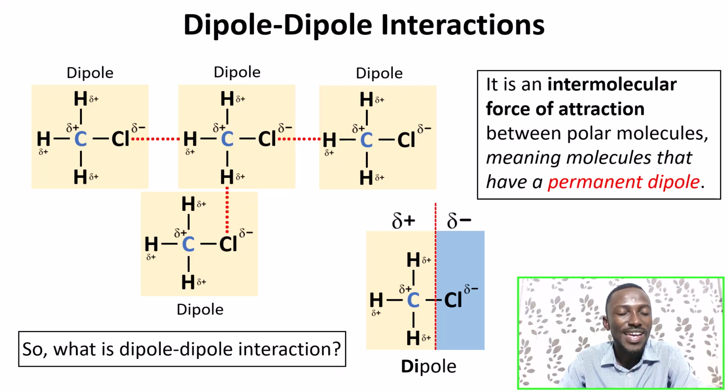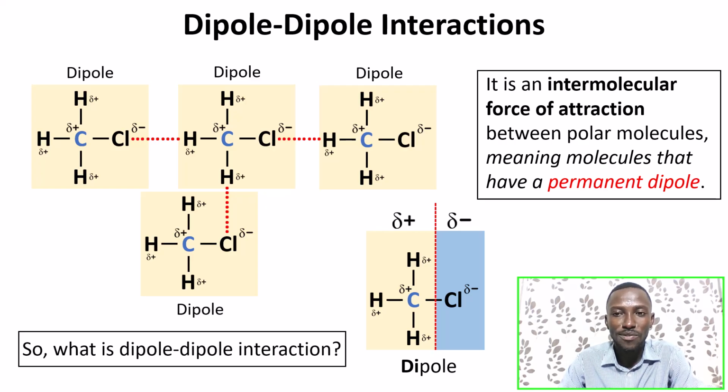So the interaction between two or more dipoles is what is known as what? A dipole-dipole interaction. I think that makes sense. Yeah, it does. Good. And take note of this. We are representing the dipole-dipole interaction, which is an intermolecular force of attraction, with dotted lines. They are shown with the red dots.